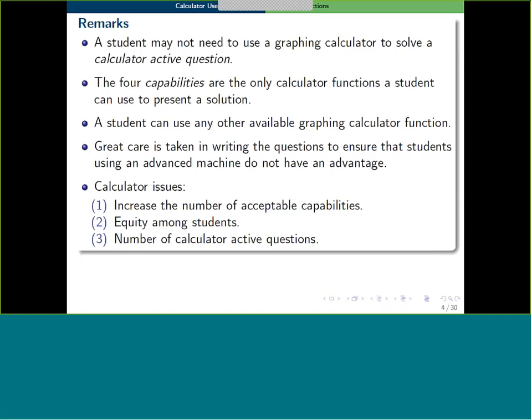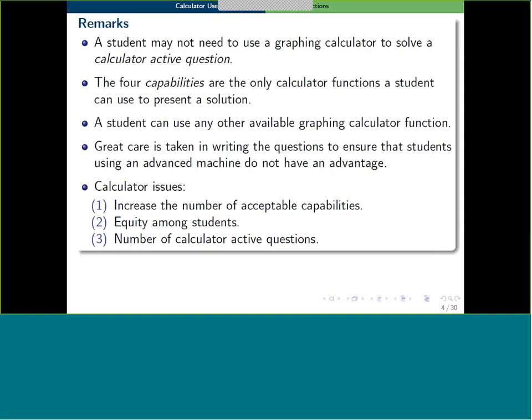And as you know, the number of calculator active questions, especially in the free response portion of the exam, did change. It went from 3 to 2. And there was an awful lot of discussion about that in the AP Calculus community. Did that signal a decrease of emphasis on technology? And the answer, of course, is no, it did not.